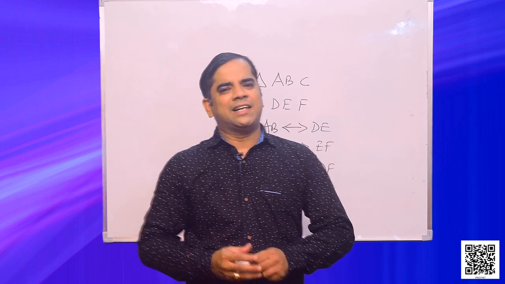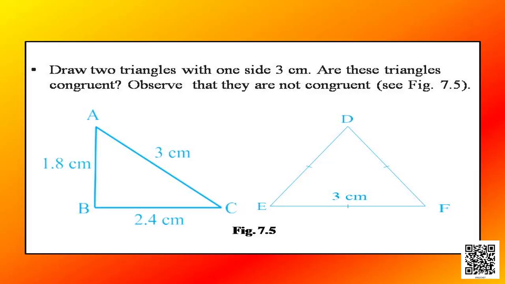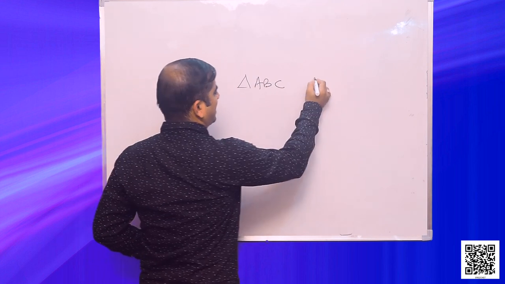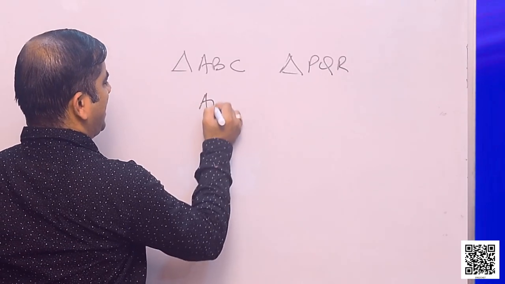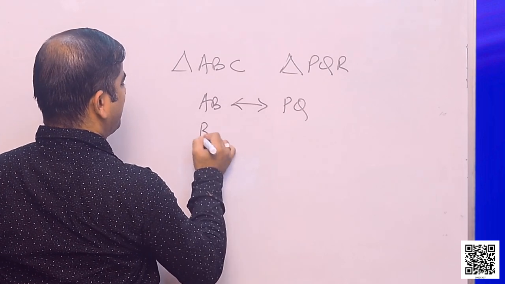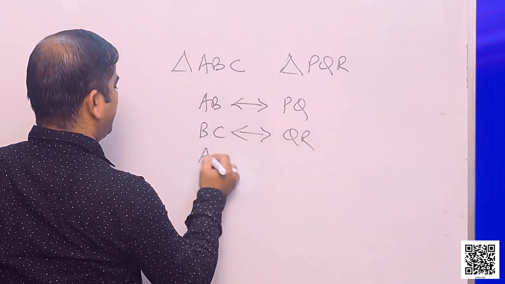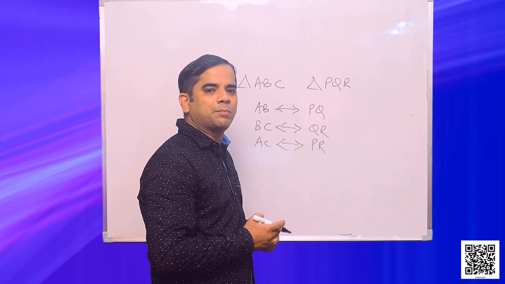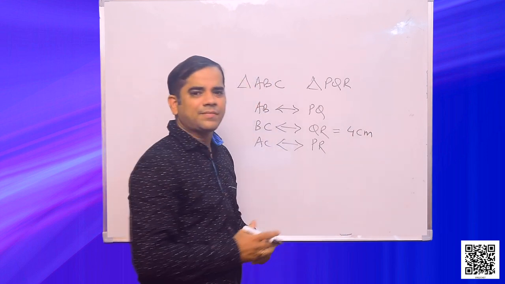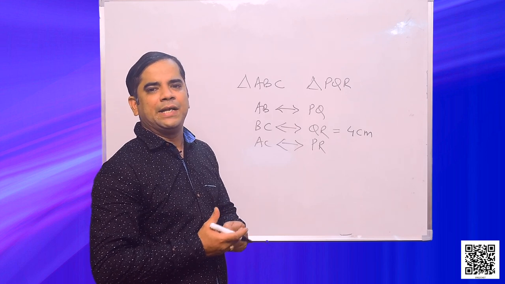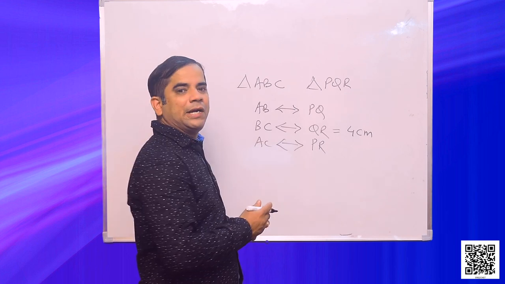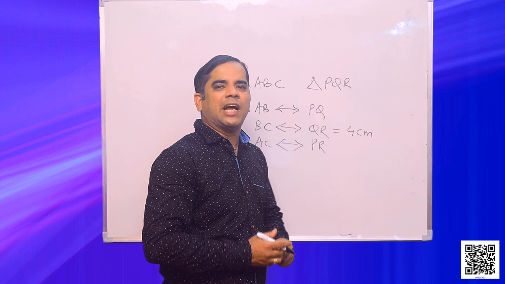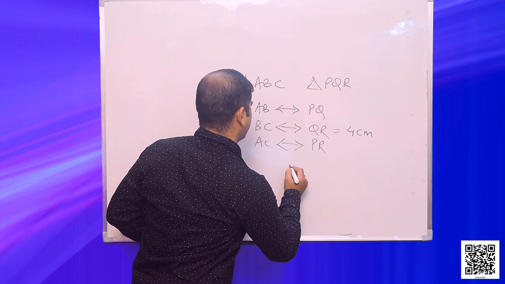Now, draw two triangles with one side 4 cm and one angle 50 degree. Are they congruent? Let us check it out. As you can clearly see, if I name the triangles as triangle ABC and triangle PQR, AB should correspond to PQ, BC corresponds to QR, and AC to PR. In this case, BC is corresponding to QR because both are having side 4 cm. We do not have the value of AB, AC, PQ and PR. We have an included angle between AB and BC, which is equal to the included angle between PQ and QR, that is 50 degree.